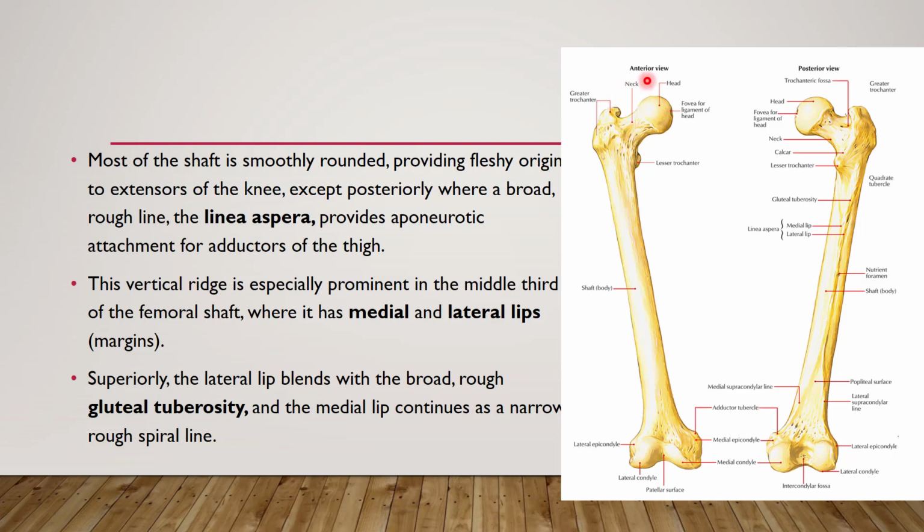Then number two, what you have to do, you have to place this head of the femur on the medial side, and the greater trochanter on the lateral side. Remember this. Then this femur will be in the normal anatomical position.